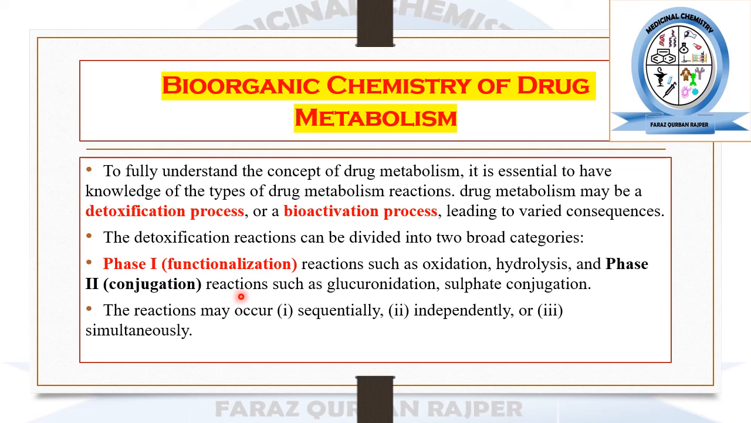Phase 2 reactions are known as the conjugation reactions. The examples of phase 2 reactions are glucuronide conjugation, sulfate conjugation and amino acid conjugation. These reactions occur in a sequential manner. They are catalyzed by specific types of metabolic enzymes.